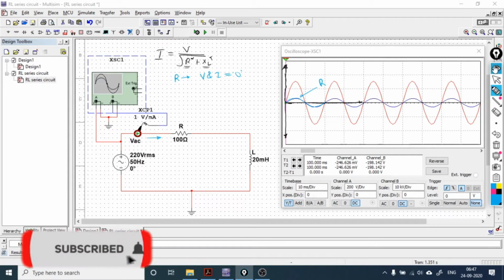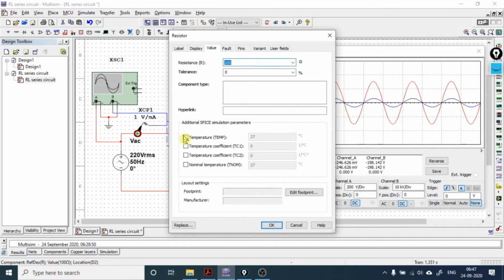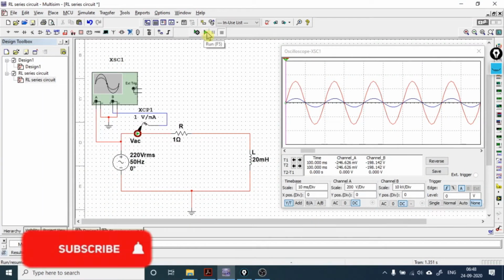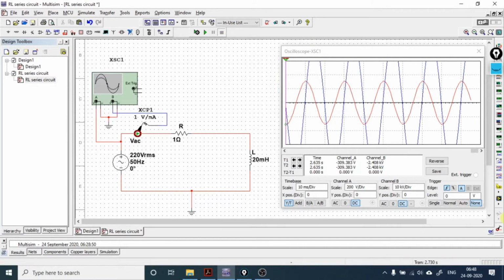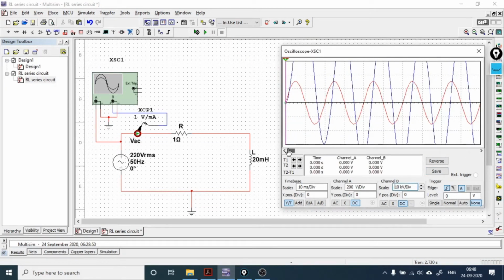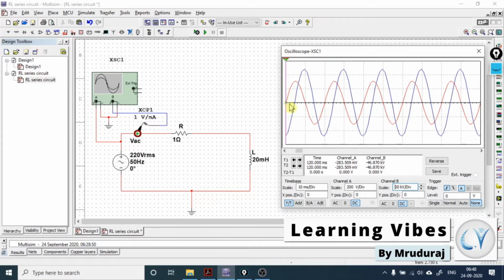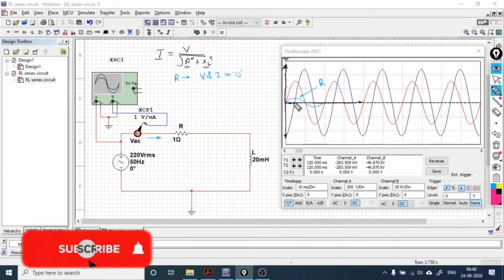Now what we'll do, we'll change this value of resistance. And we'll make it much smaller than this inductance. So now virtually we are preparing a purely inductive circuit, or more inductive than resistive circuit. So let me just arrange this. Yes. So now you can see that, observe the waveform of current.